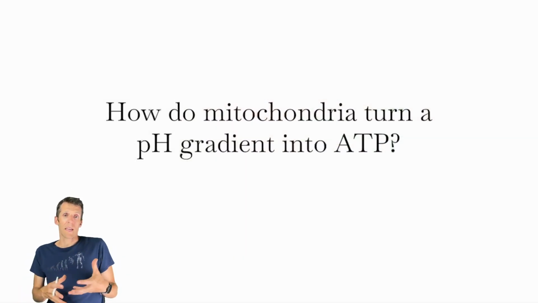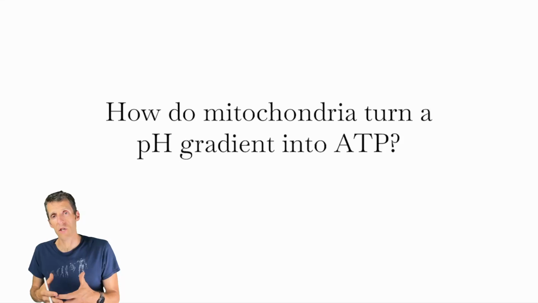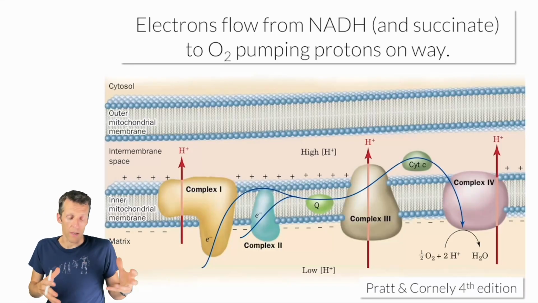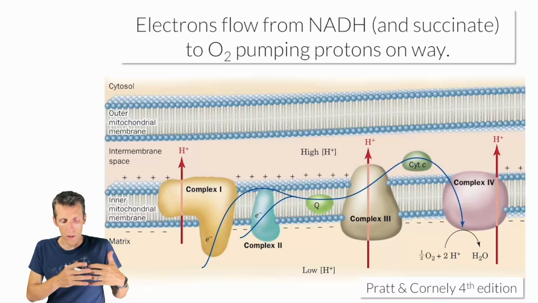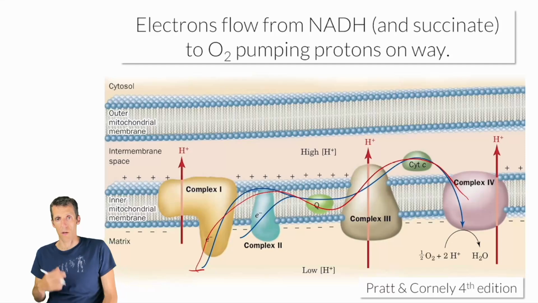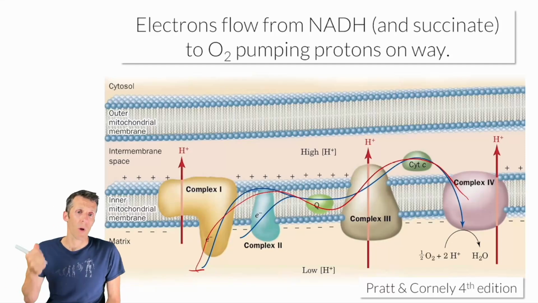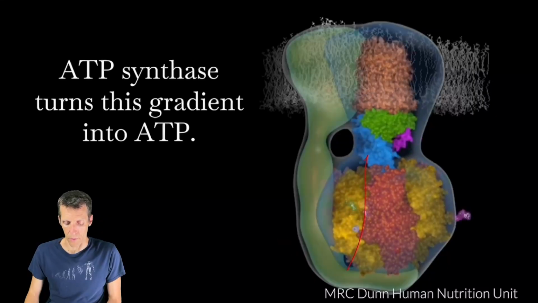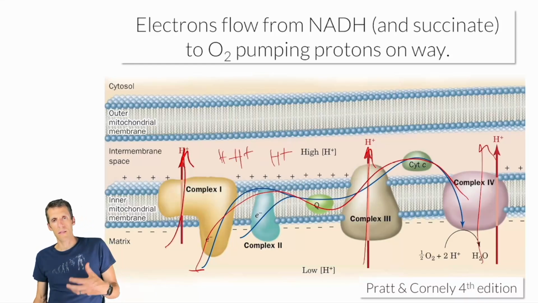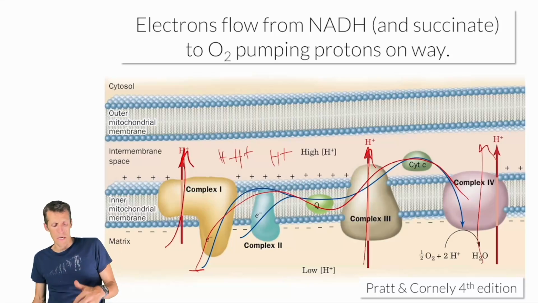What we're going to be asking today is how do mitochondria turn a pH gradient into ATP? So in the electron transport chain, which we've talked about a little bit thus far, electrons flow from NADH and succinate through this electron transport chain. They're being passed from complex to complex, from complex to mobile carrier, pumping, and in the process, we pump protons across the bilayer. What that does is generate a bunch of excess protons on this side, which the ATP synthase complex can then capture to make ATP.